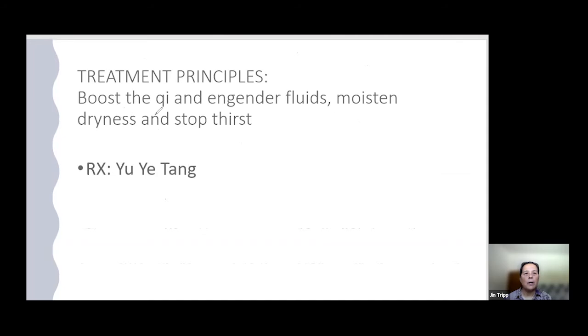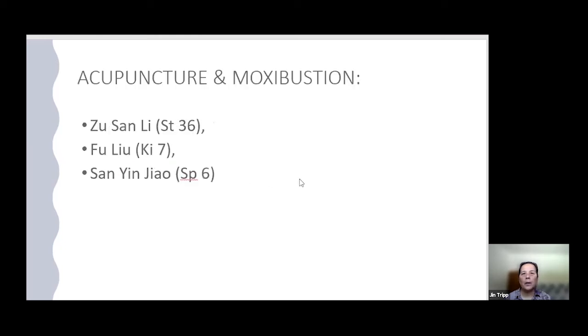So our treatment principle for this pattern is to tonify qi, generate body fluid, and nourish yin to relieve dryness. The formula we use is 玉叶汤. Here 叶 is leaf. 玉 is jade. We know jade is usually cooling in nature. So there is still some heat inside. But I don't think this formula is in CPM.